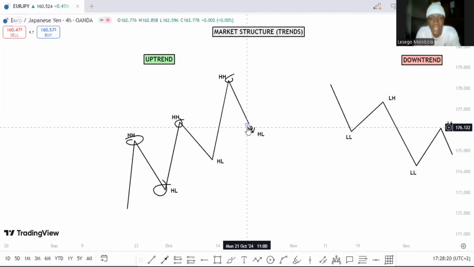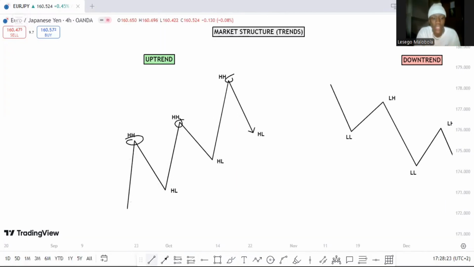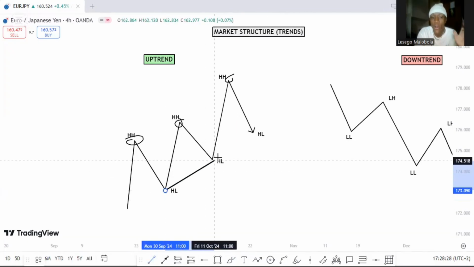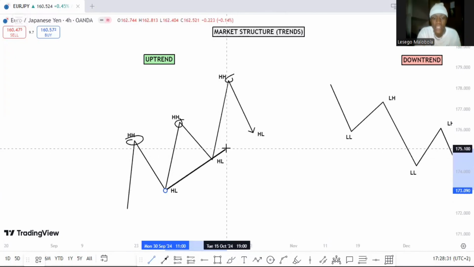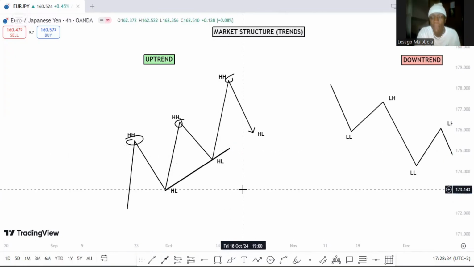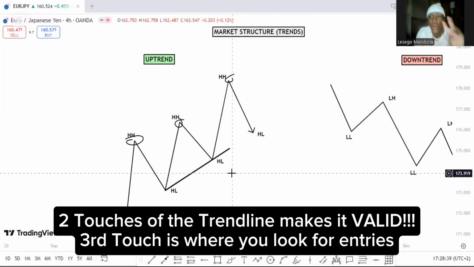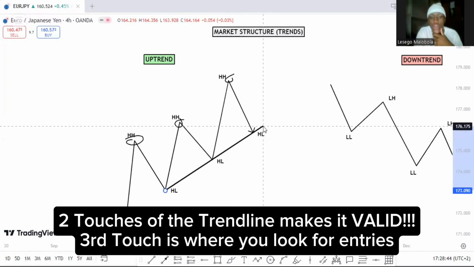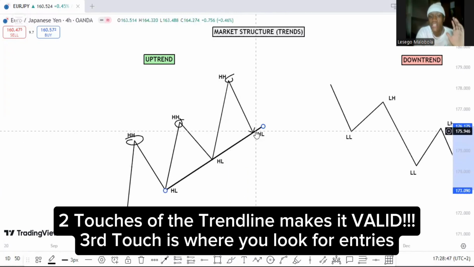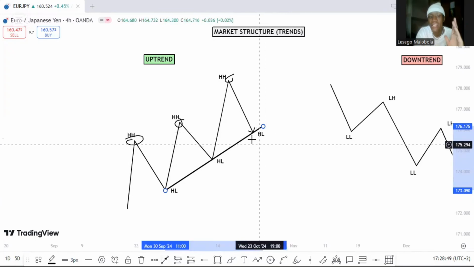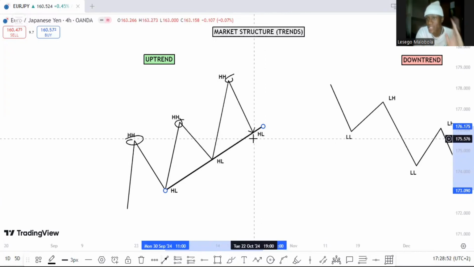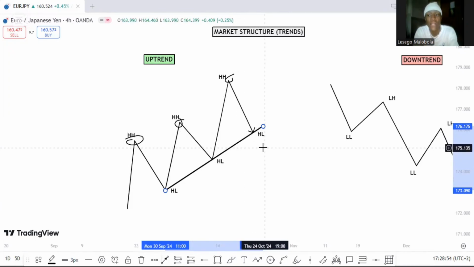What I usually do with market structure is use trend lines to connect my structures, so I can find any entry opportunities. With trend lines, you only need two touches to confirm your trend line. You only need two touches for your trend line to be valid. And on your third touch, that's when you start to look for your entry opportunities. That's when you look for support and resistance and other confluences of the strategy in order to take your entries.